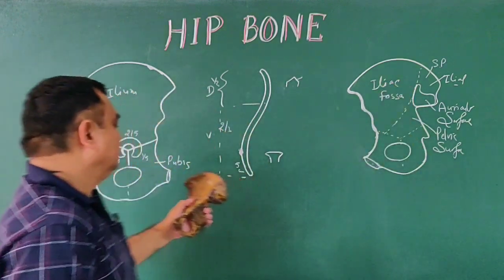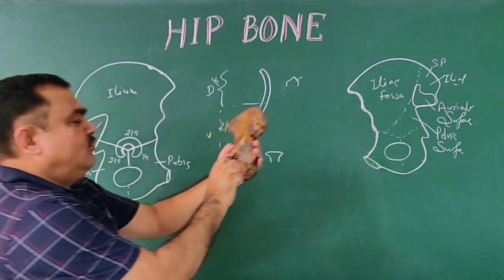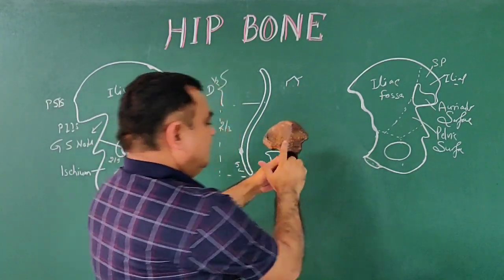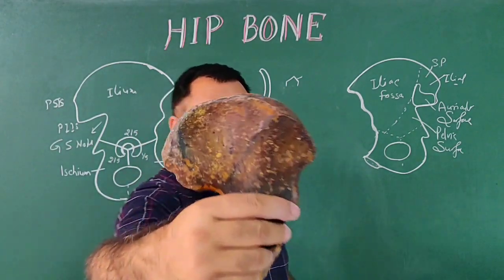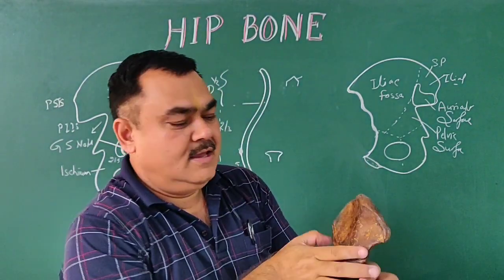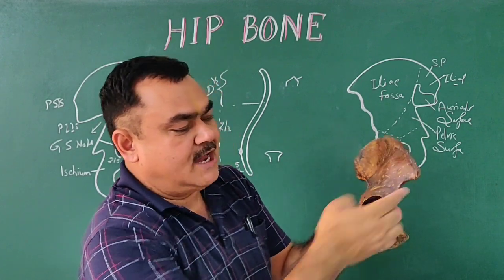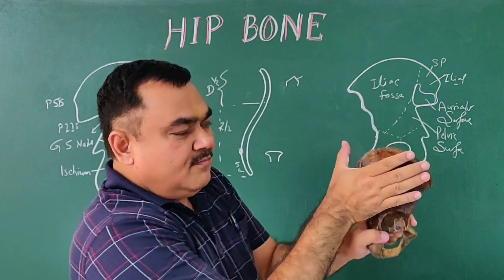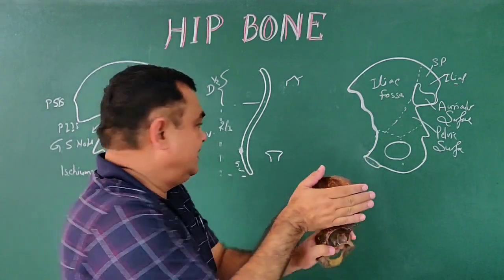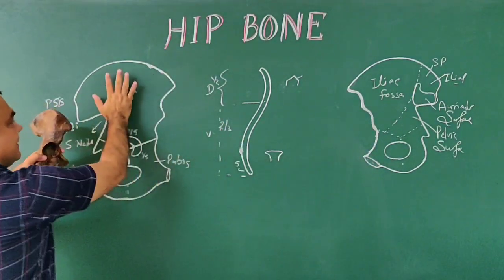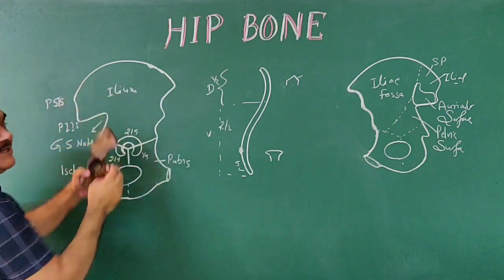Iliac fossa. And now third, this is the outer surface. Here is the anterior border and this is the posterior border. Between the anterior and posterior border, this surface is the gluteal surface.